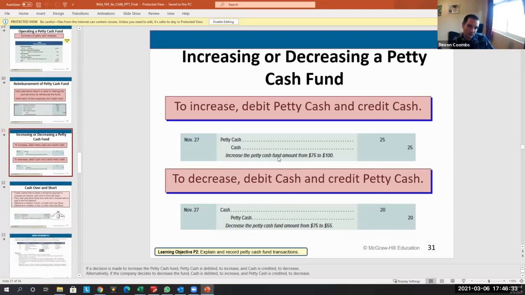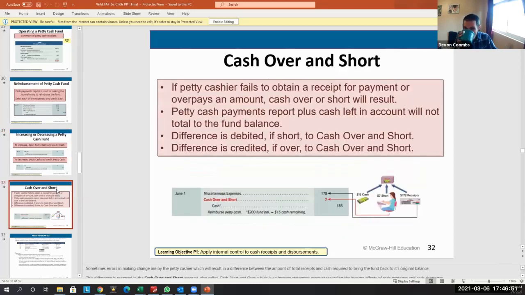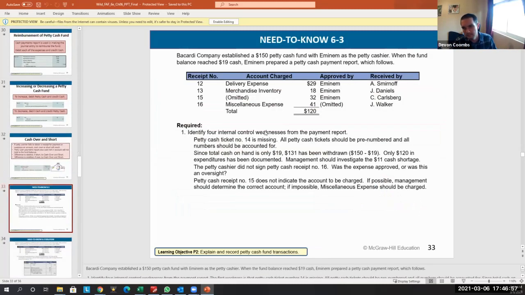In practice, you don't see this a lot in businesses unless you're in retail or restaurants and entertainment. Most businesses nowadays use business credit cards to manage this process. And we talked about cash over and short already.